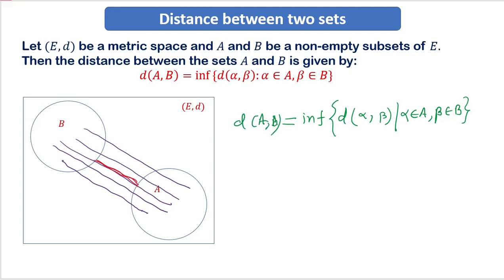We can think of the minimum if the set is finite, but if a set has an infinite number of elements, then we cannot talk of minimum, we can talk of infimum only.